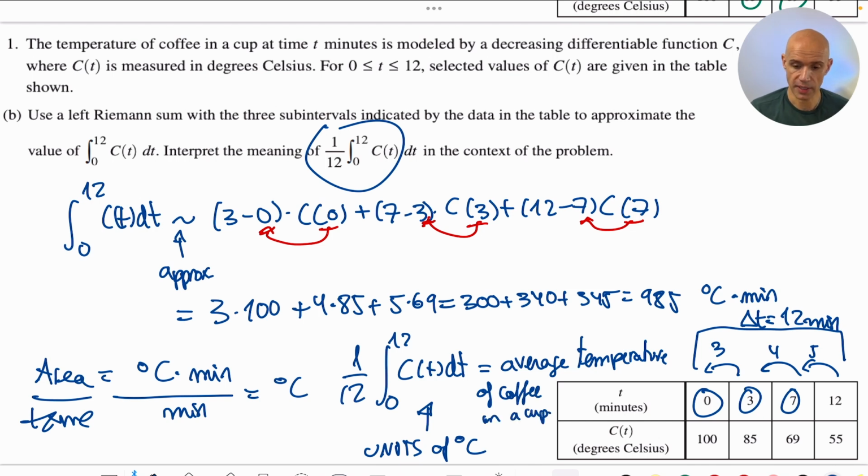And that's it. If you need the actual value, they say the meaning, which is not telling you to compute the value. But if you would need it, then this is simply 985 divided by 12, in degrees Celsius. In this case, it's better to use a calculator. But you don't really need to compute it. It says interpret the meaning, not the value. So that's one more.